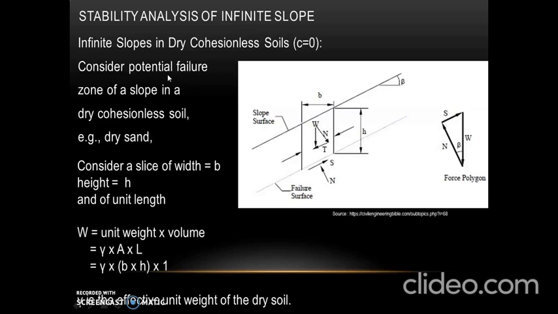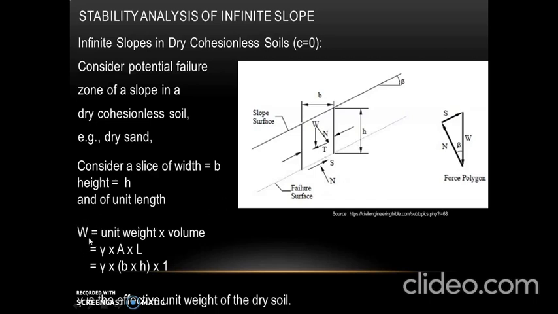Now we will consider a potential failure zone of a slope in a dry cohesionless soil, that is dry sand. In that, let us consider a slice which is of width d and height h. And let the length, which is perpendicular to this figure, that is length b, be unity. So we consider the slice of unit length.